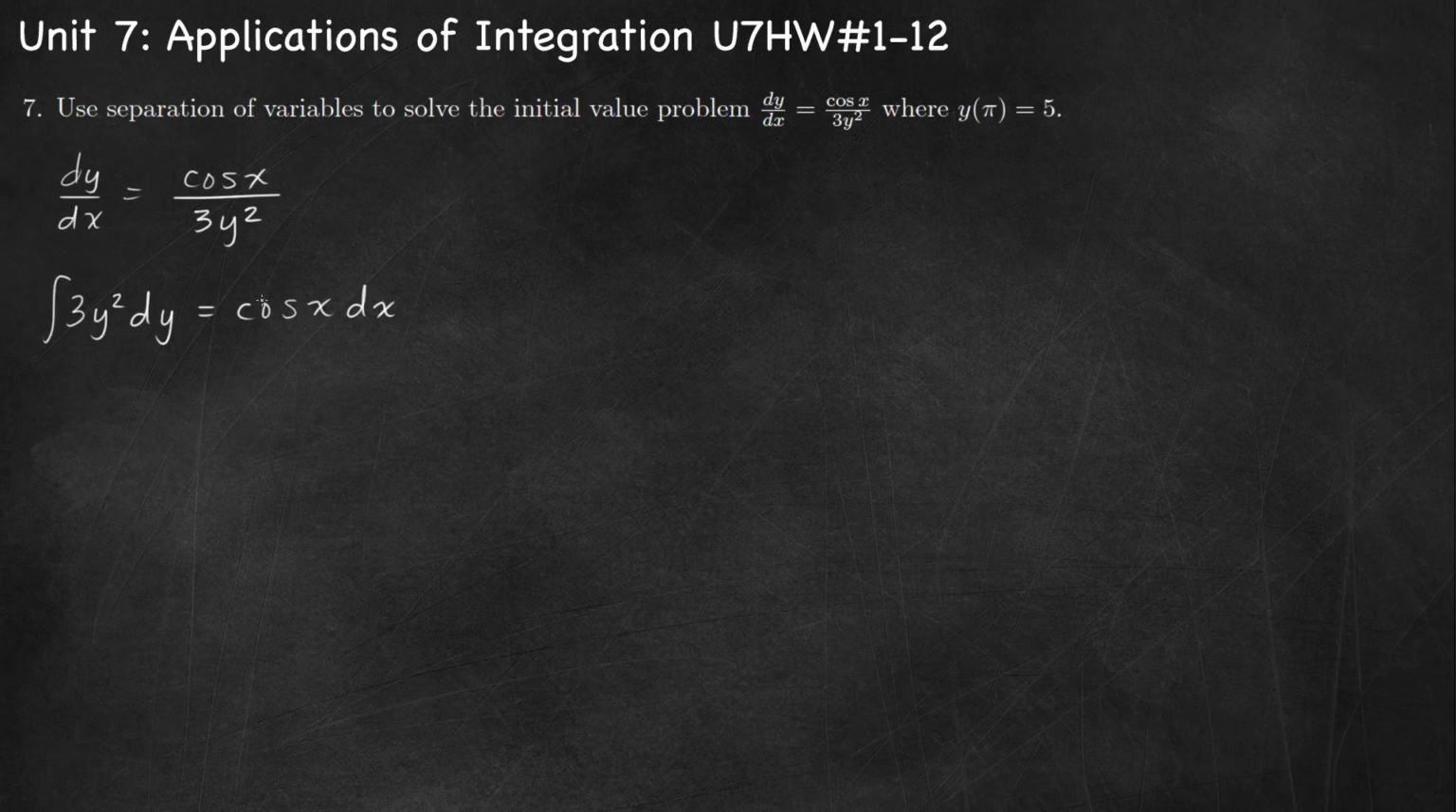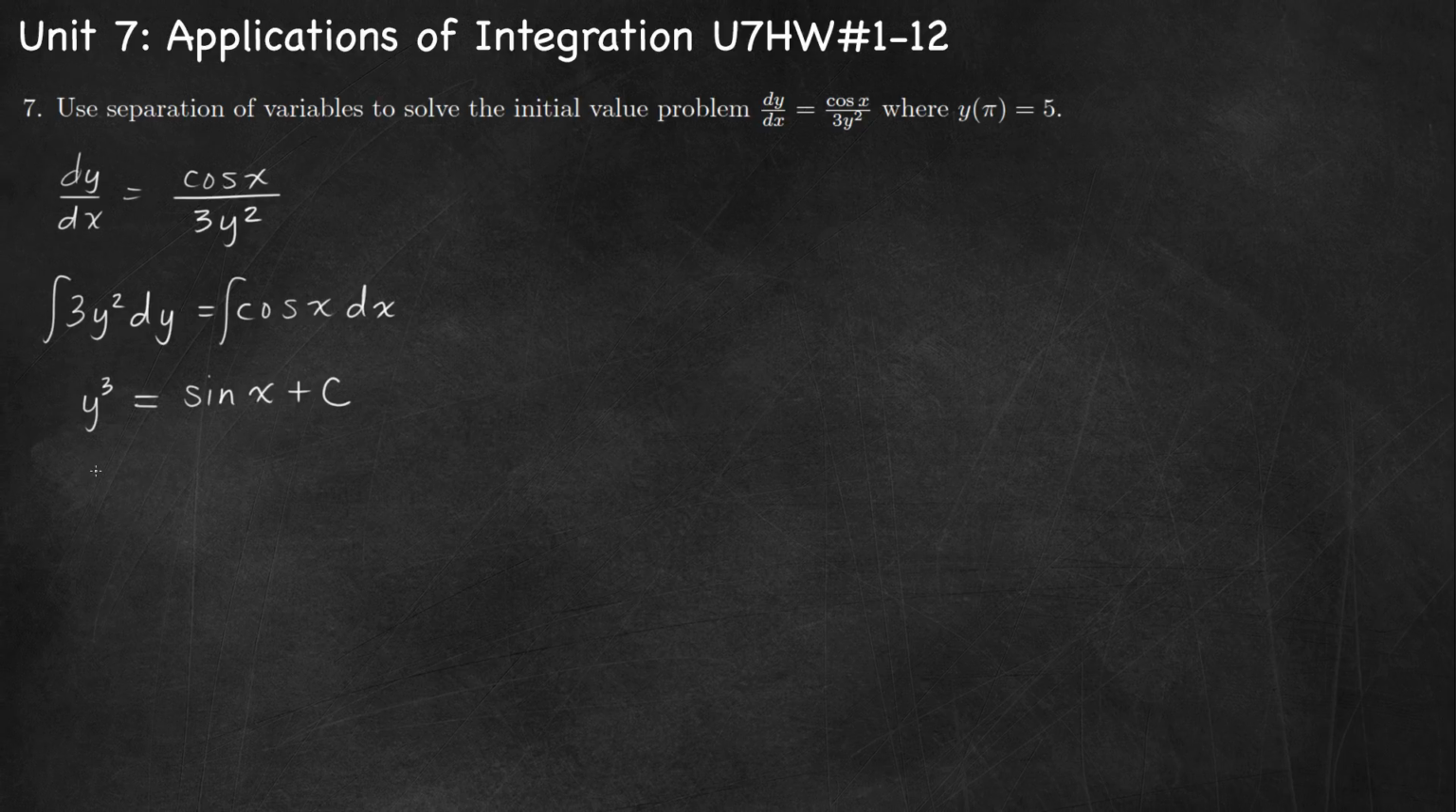Then we can integrate both sides. So on the left, we get 3y cubed over 3, or just y cubed, plus c, but we'll save that for the other side. On the right, the derivative of sine x is cosine x, so we have sine x plus c. We can solve for c now, or we can solve for c after we solve for y. Let's go ahead and solve for c now. So y of pi equals 5.